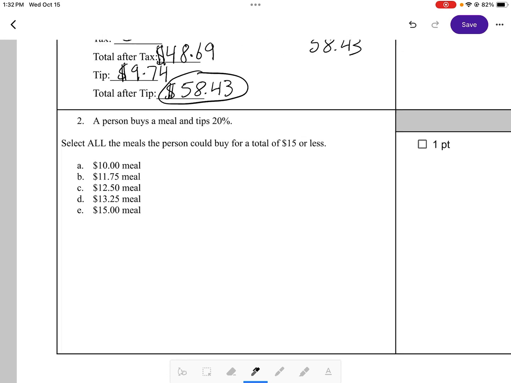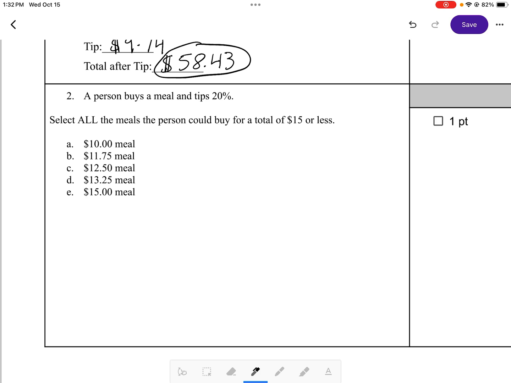Okay, number 2. A person buys a meal and tips 20%. Select all the meals a person could buy for a total of $15 or less. Okay, so similar concept here. This time we're going to start at the top. We're going to start with 15 and work our way down. So when I do this, the easiest way is just to change this 20% into a decimal. So I'm going to move the decimal 2 places to the left. I'm multiplying each of these amounts by 0.2. So I'm going to take 15 times 0.2.